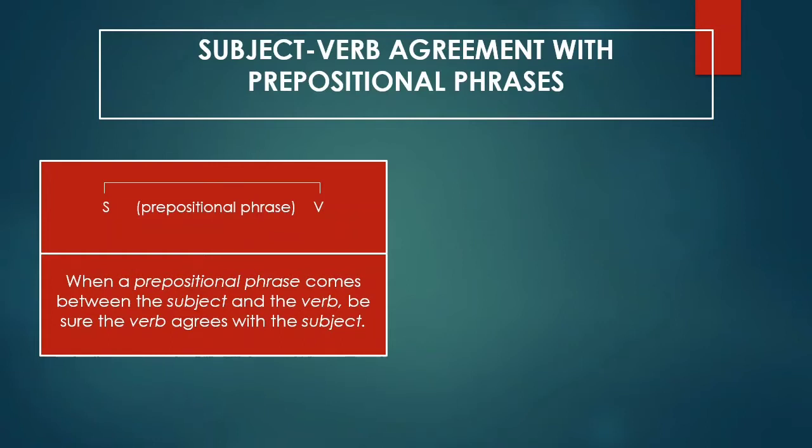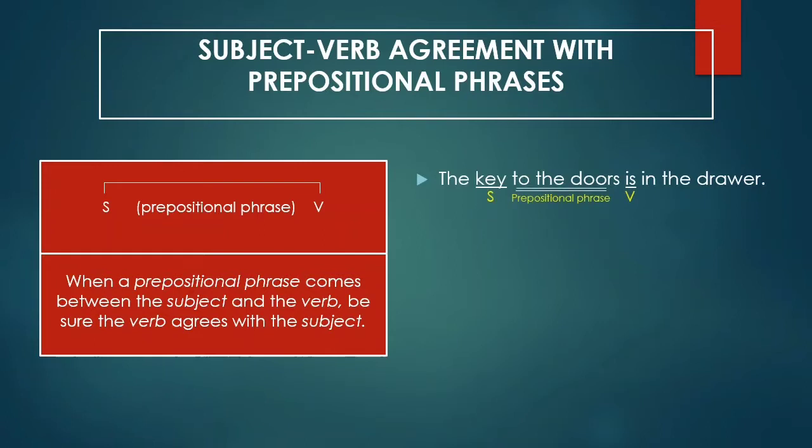Maksudnya adalah, ketika ada prepositional phrase antara subjek dan verb, maka pastikan verb sesuai dengan subjeknya. For example, the key to the doors is in the drawer.